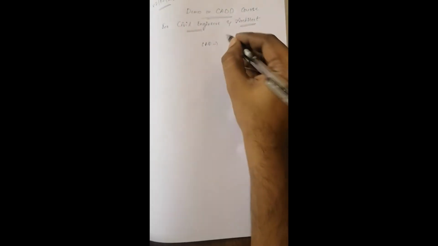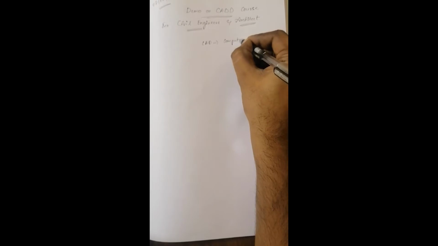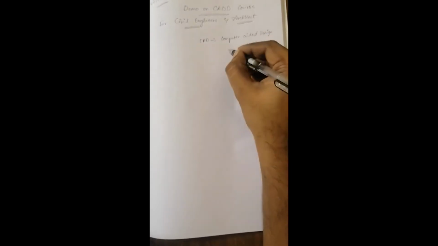What is the full form of CAD? CAD means computer aided designing, or we call it drafting.